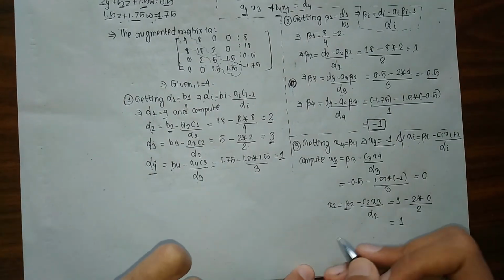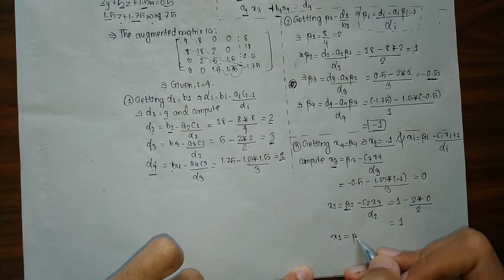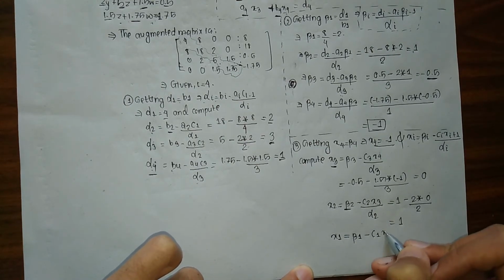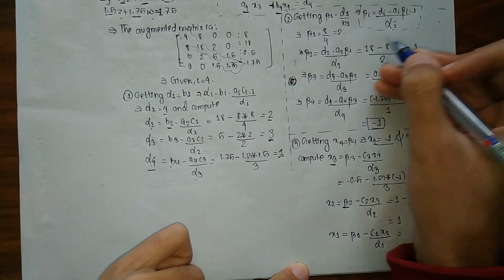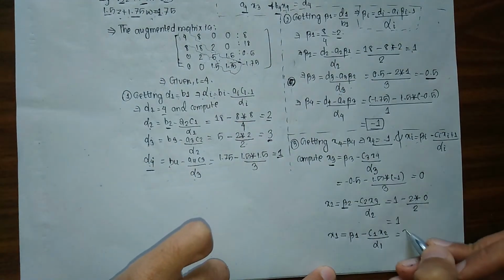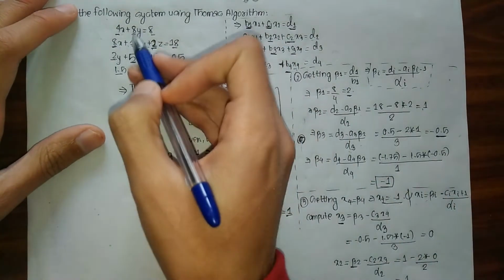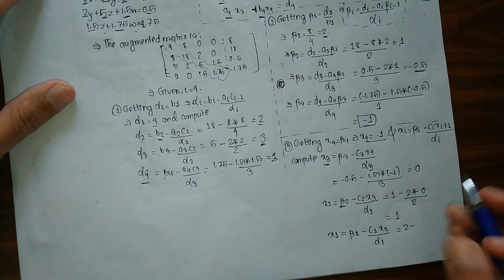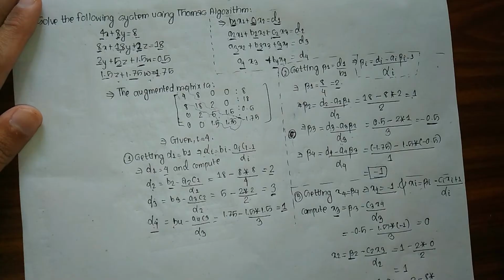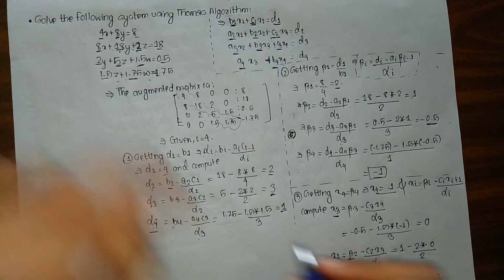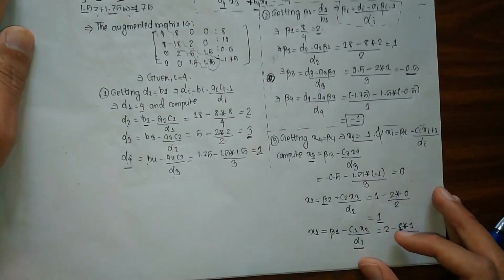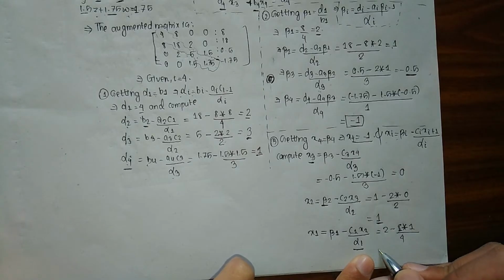Now for our final, we need x1. So x1 will be equal to beta 1 minus c1 x2, divided by alpha 1. Now I have my value of beta 1 over here, which is equal to 2, minus c1. C1 is right over here, which is equal to 8. So let me write that, 8 into x2. For my value of x2, I have it calculated over here, which is equal to 1, divided by alpha 1, which is equal to 4. So let me put that down. I get 2 minus 2, which will be equal to 0.